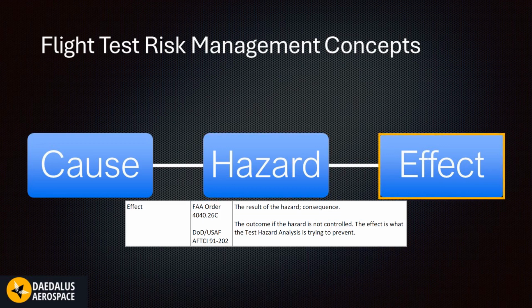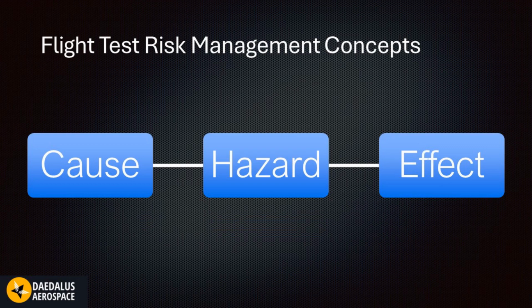Finally, an effect is the result of the hazard. It's the consequence, the outcome if the hazard is not controlled. The effect is what our test hazard analysis is trying to prevent. So let's show how the test hazard analysis is built.